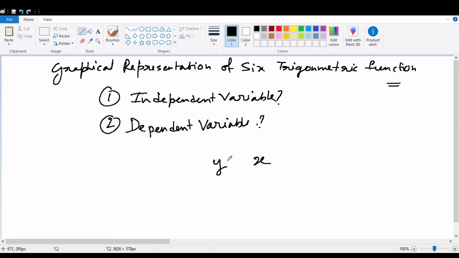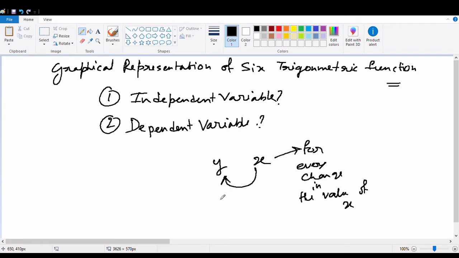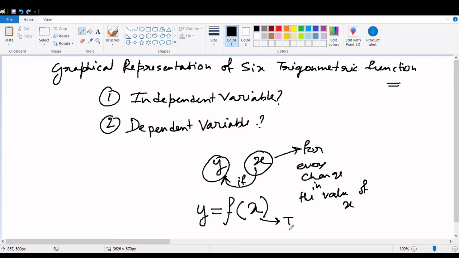So if there is a relation between y and x in such a way that for every change in the value of x, the value of y also changes, then we will say y is dependent on x, and we will express that relation in mathematics by y is equal to function of x, where x is the independent variable and y is the dependent variable.